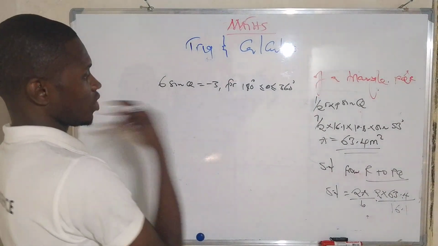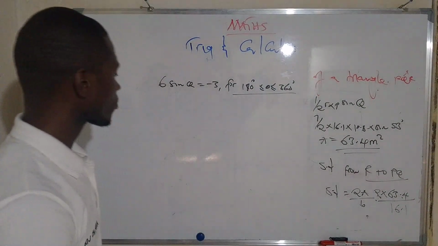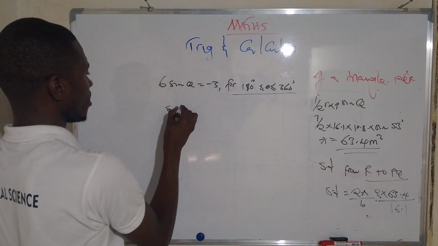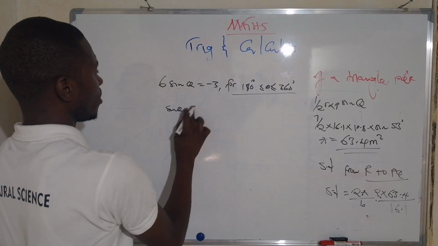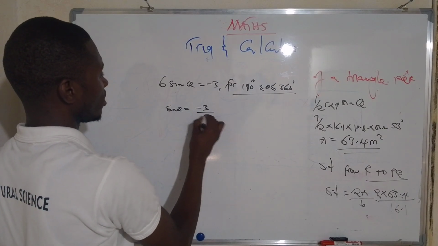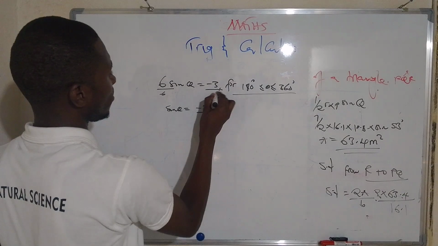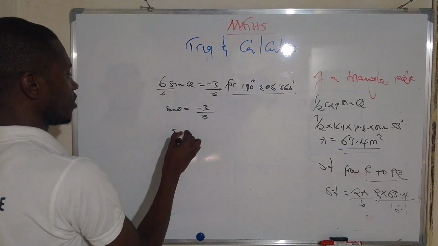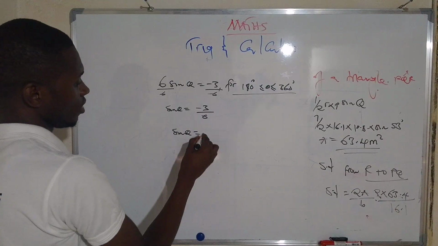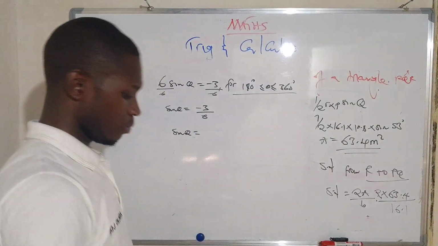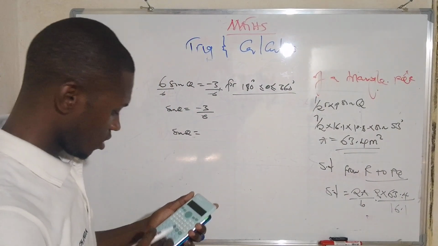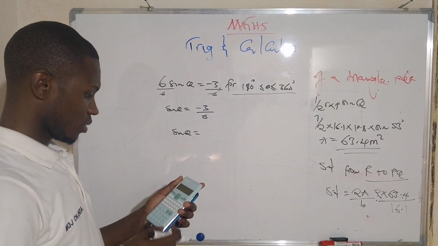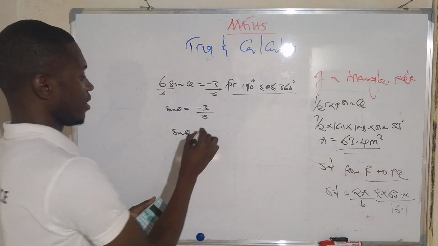So let's do it like this. This is the range. We are looking for the angle. So we'll say sine theta is equal to -3/6. We divide by 6, we divide by 6. So here's what you have. Sine theta is equal to, if you divide, this is paper 2, I will use the calculator, -3 divided by 6, 0.5.